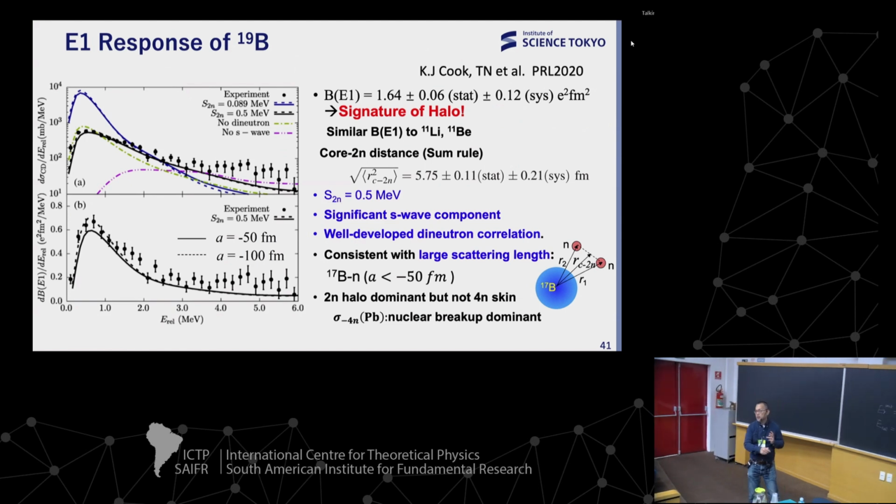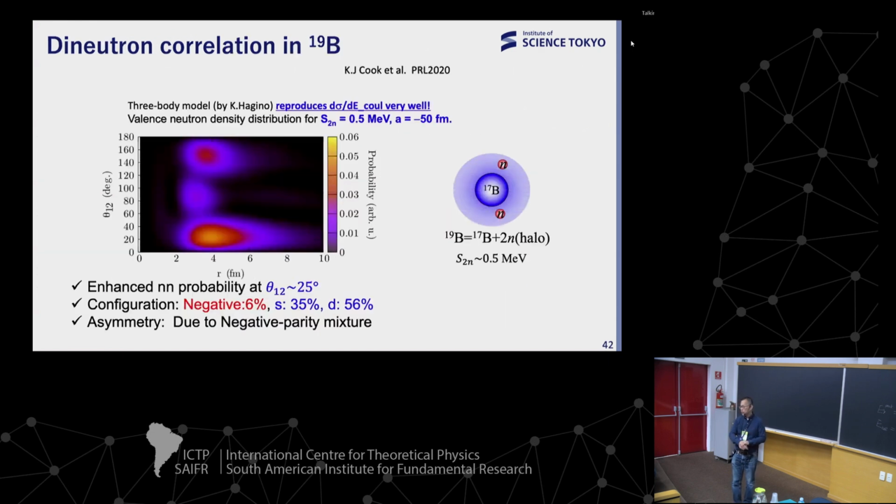And since the Coulomb breakup cross-section is dominated by the 2 neutron removal channels, the 2 neutron halo is dominant, but not for the 4 neutron scheme. Okay. So this is the conclusion.